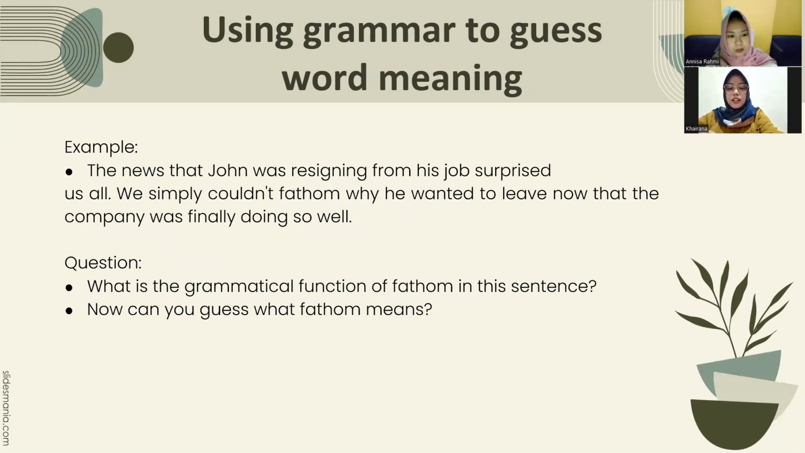Another way context can help you guess meaning is by giving you information about the grammar. When you find a word you do not know, look at the grammatical structure of the sentence. It will tell you about the function of the word as a noun, verb, pronoun, adjective, or adverb, etc. In each of the following sentences, there is one word that you probably do not know. Look at the grammatical structure of the sentence and decide whether the word is a noun, verb, adjective, or adverb. For example, the news that John was resigning from his job surprised us all.